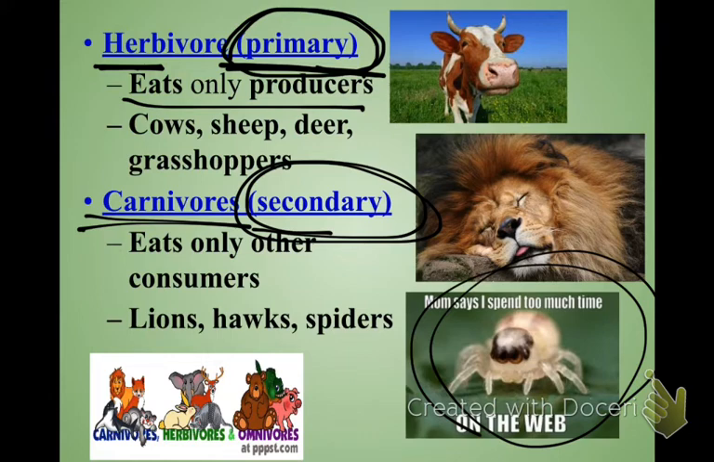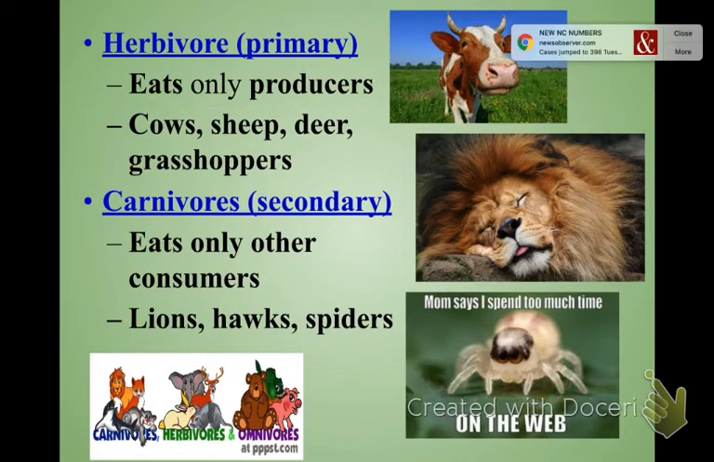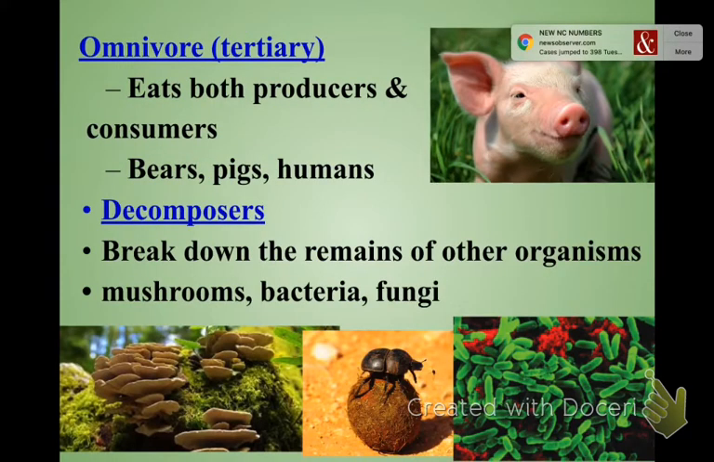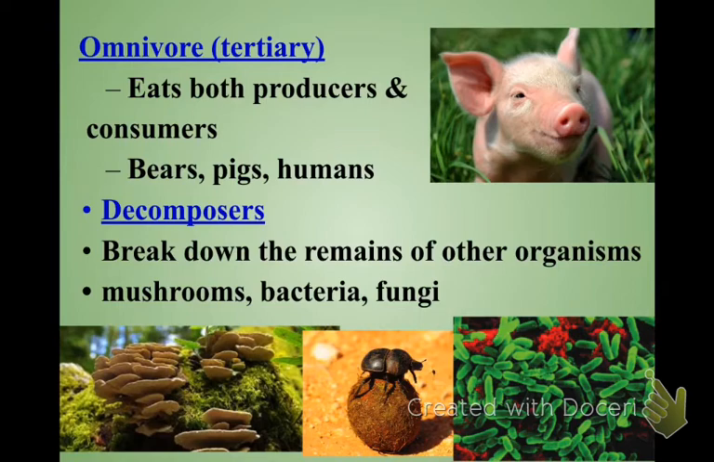Same with your lion. And if you eat both things, then you are going to be considered an omnivore. Omnivores eat both producers and consumers. So, for example, bears, they're going to eat berries and they're going to eat fish. Or humans, if you eat a hamburger with a bun, then you therefore are an omnivore. You just ate a consumer, which would be the beef patty, and then you also ate a producer, which is what the bun would be considered.